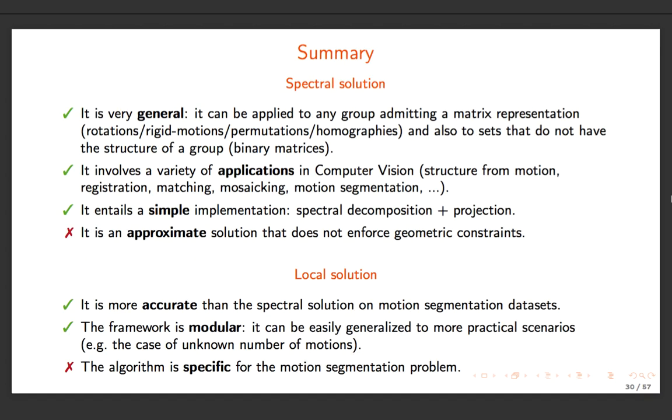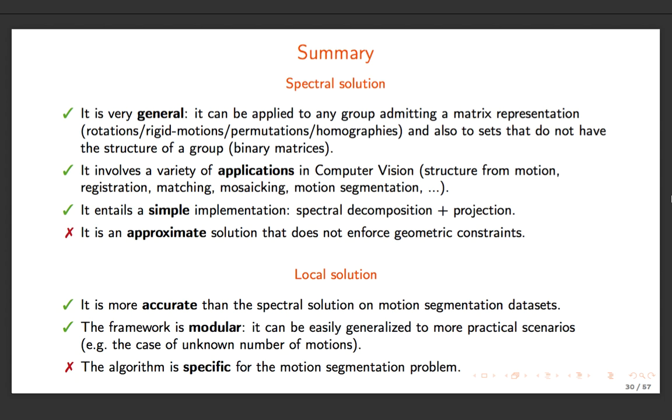The spectral solution presents several advantages. First of all, it is very general, as it can be applied to any group admitting a matrix representation, such as rotations, rigid motions, permutations, and homographies. It can also be applied to sets that do not have the structure of a group, such as the case of binary matrices. Moreover, it involves a variety of applications in computer vision, including structure from motion, registration, matching, mosaicing, and motion segmentation. Finally, it entails a simple implementation, namely a spectral decomposition and a projection step.